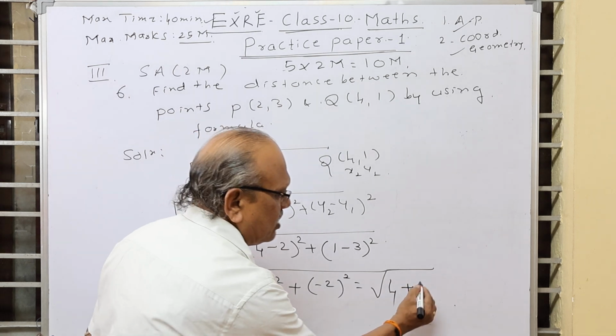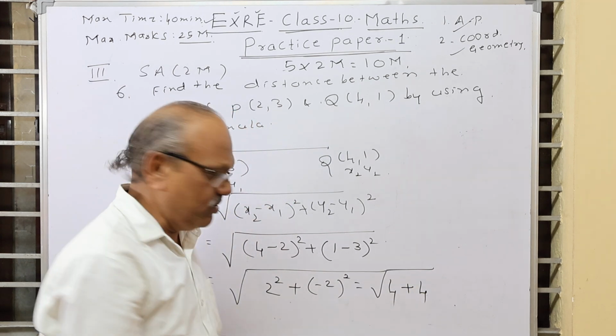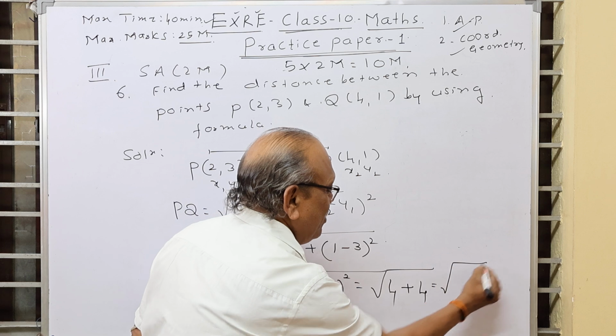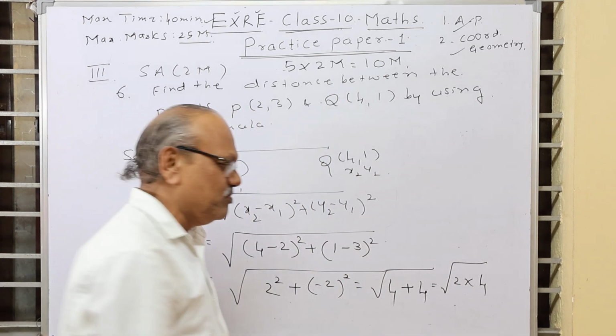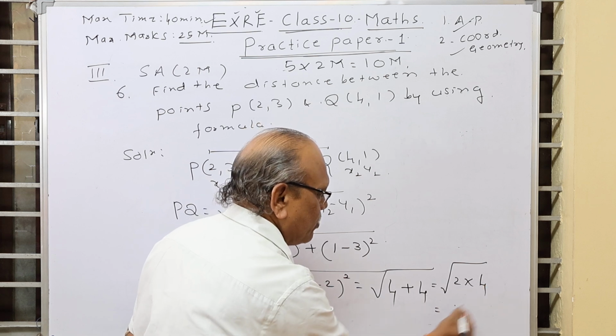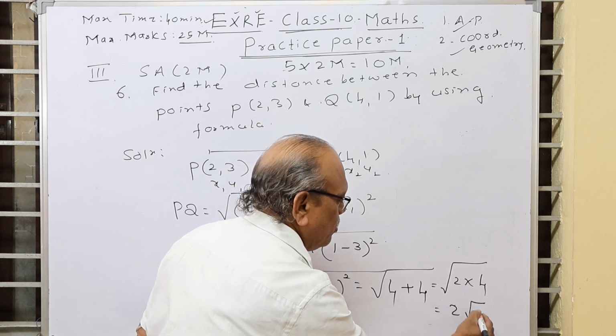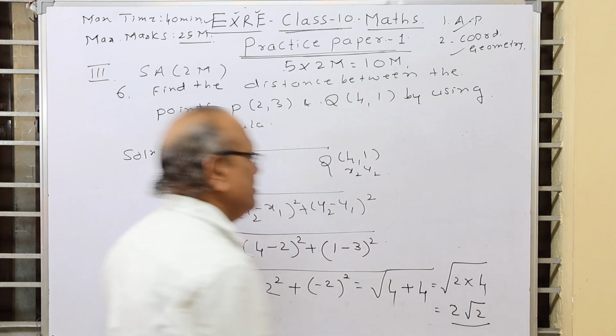A negative number squared is also 4. You know, how many times 4 here? You have got 2 times 4. Instead of writing it, I will write it as 2 times 4, because the advantage is you can take the square root outside. Therefore, the answer will be 2 root 2 is the distance.